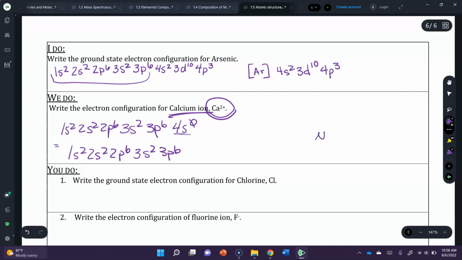You should not write argon. That's not okay. Like argon by itself, no thank you. Okay? For the ion, the nearest noble gas would be the one above argon, which would be neon, and then you continue writing 3s2, 3p6.